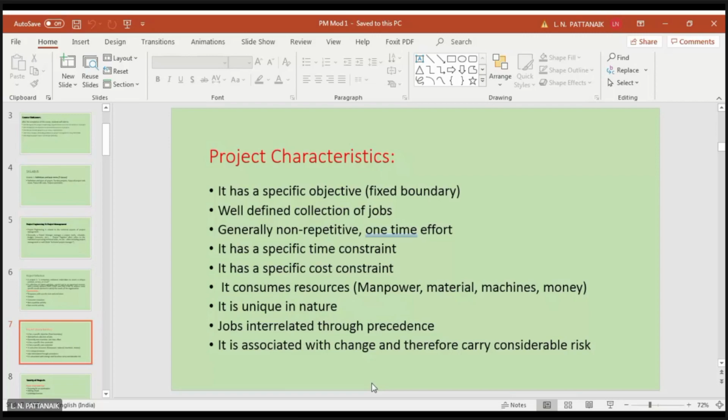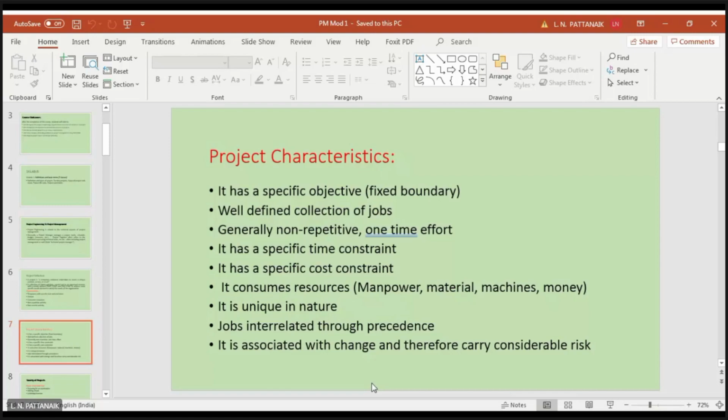It is not permitted in that way, because there are clients, there are companies who are paying for that, so they will fix a time frame for that. We'll discuss that later on. But to be theoretically correct, a project definition should have some specific time constraint, meaning a definite start and end time. Okay, it has a specific cost constraint.